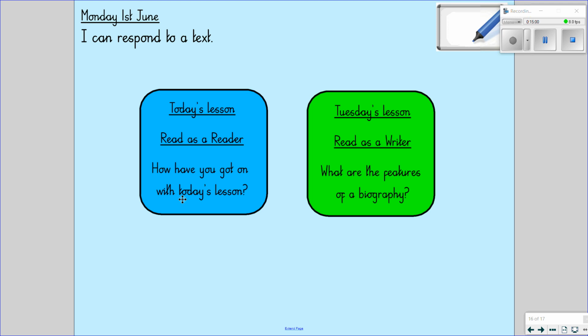So, how have you got on with today's lesson? Have you really understood what a biography is as a reader and responded to it? And tomorrow we will look at reading and exploring a biography as a writer and thinking about what are the features of a biography.